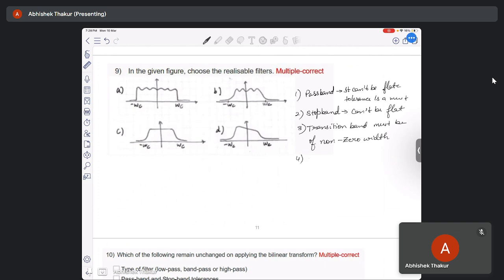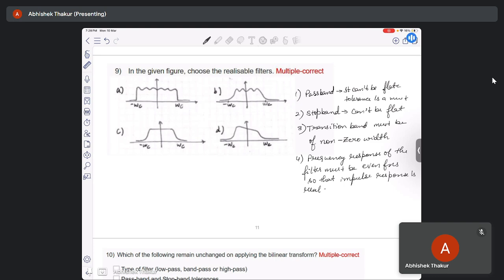And also the frequency response of this filter must be an even function so that the impulse response is real. So the frequency response of the filter must be an even function so that the impulse response is real. Okay.